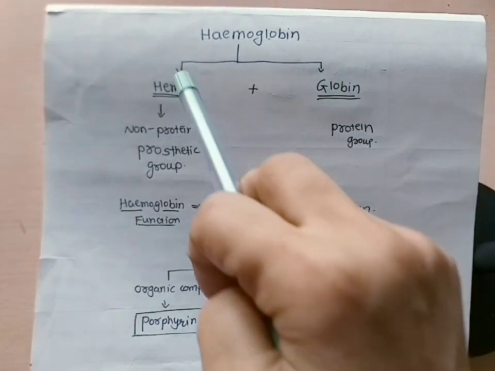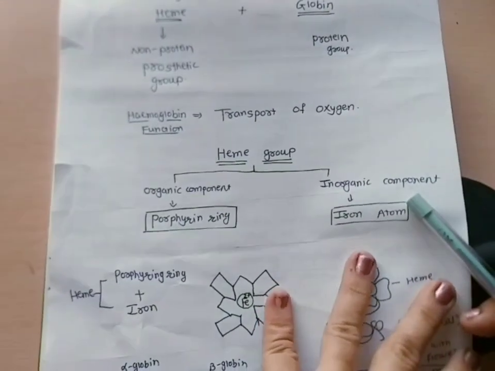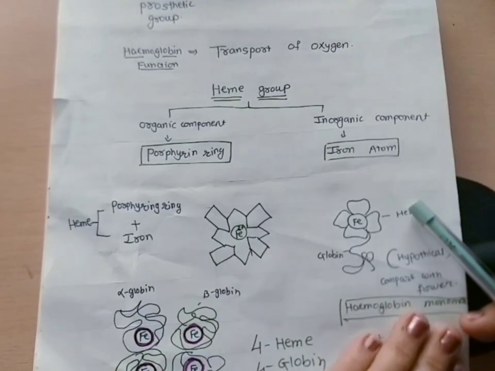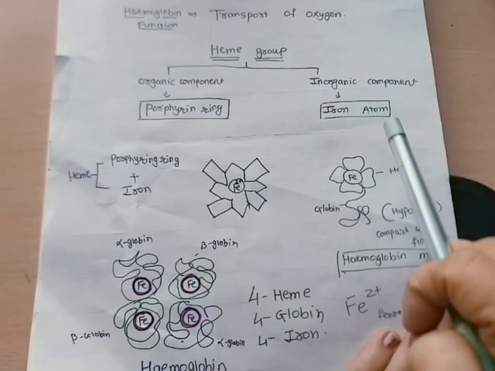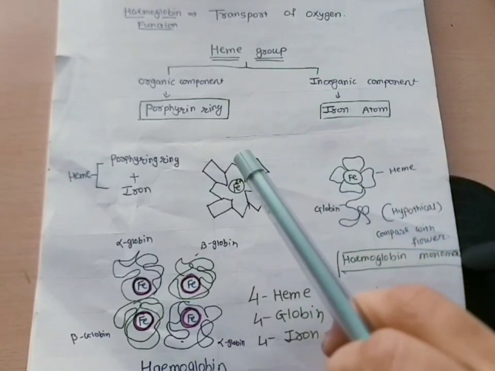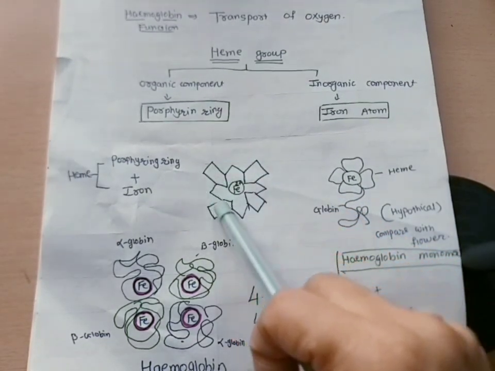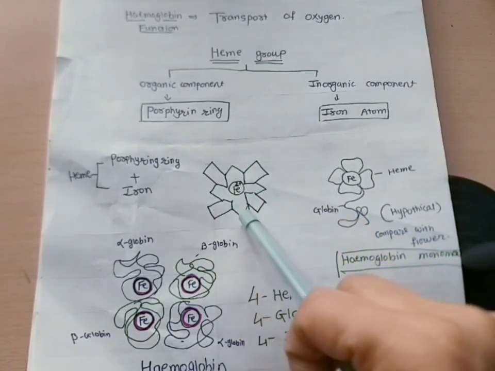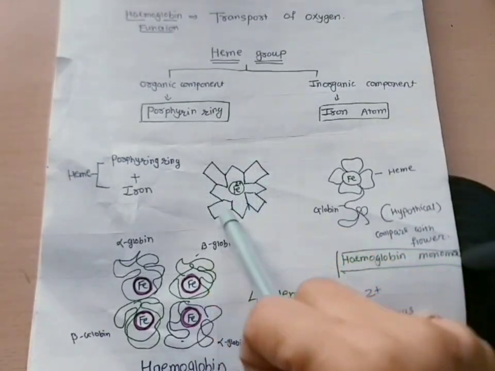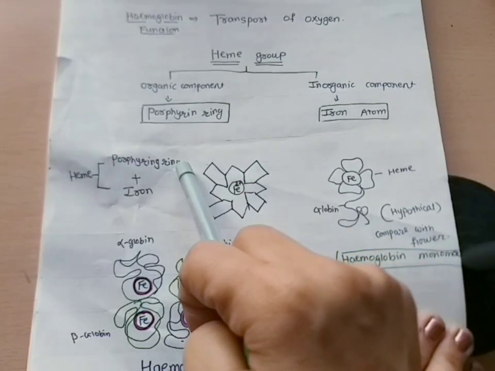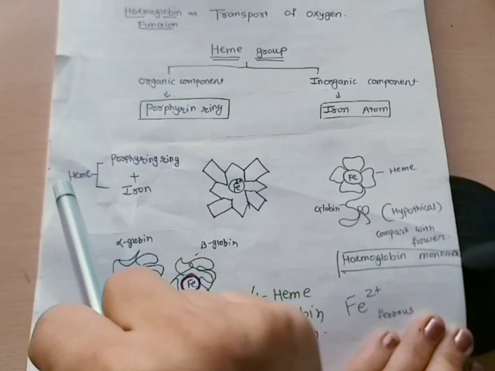So now let us discuss the structure of heme in detail, which is our topic for today. The heme group is again made up of two components, an organic component and an inorganic component. The organic component is a porphyrin ring, while the inorganic component is the iron atom. The porphyrin ring is the outer organic ring, made up of a tetrapyrrole ring, with the rings joined to each other by methane bridges. At the center of the porphyrin ring, an iron atom is present. So porphyrin ring plus iron together make a heme.